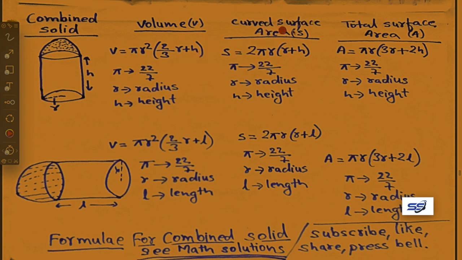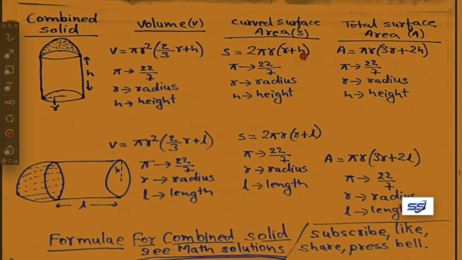Similarly, we see the curved surface area. Curved surface area is denoted by S. S equals 2 pi r into r plus h. In this formula also we have used pi, r and h. Pi is 22 upon 7, r is radius and h is height.